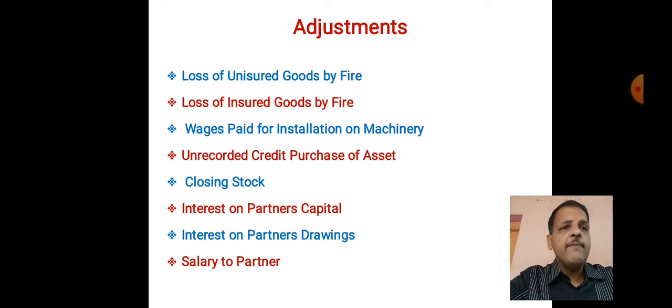Let us take example. Salary of Mr. Z is rupees 12,000. What we have to do? We have to write on debit side of profit and loss appropriation account salary to Mr. Z rupees 12,000, and second effect is we have to show it on liability side in capital or current account as add salary to Mr. Z in Z's capital rupees 12,000. That is its effect.